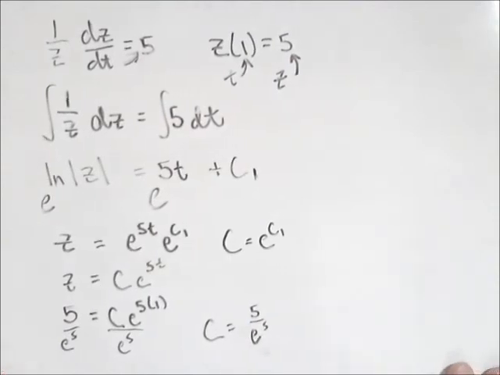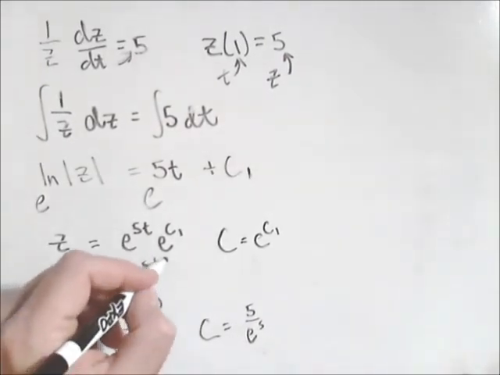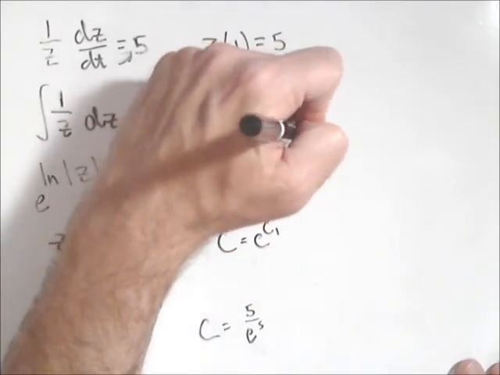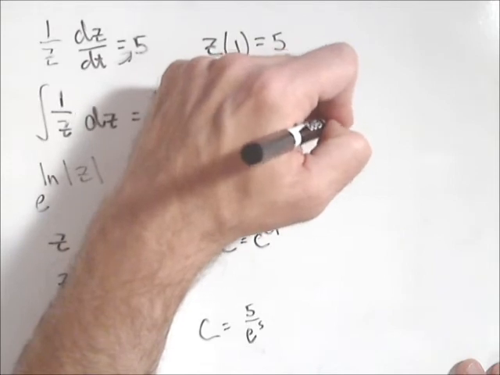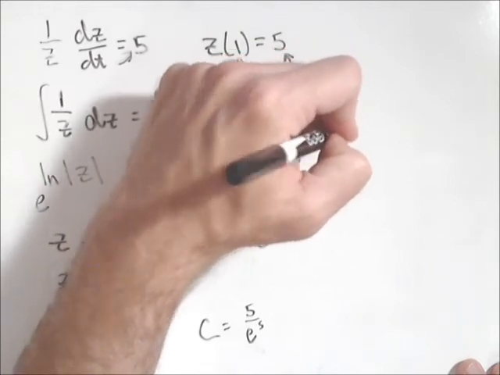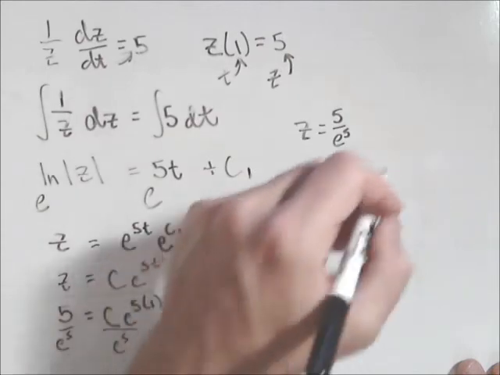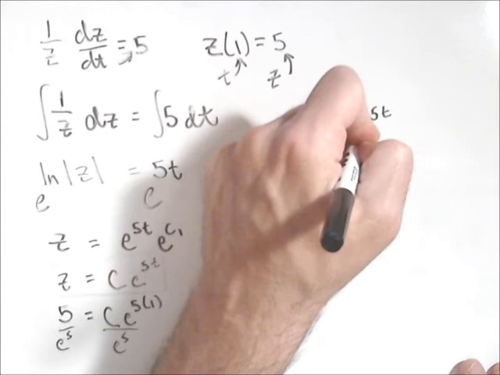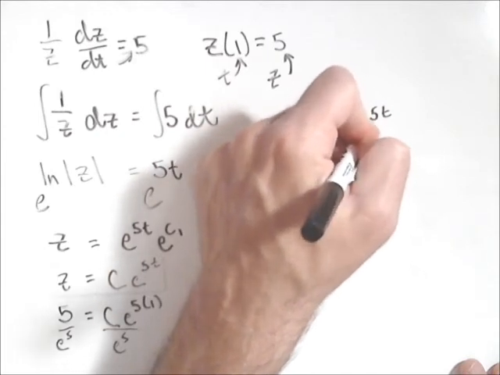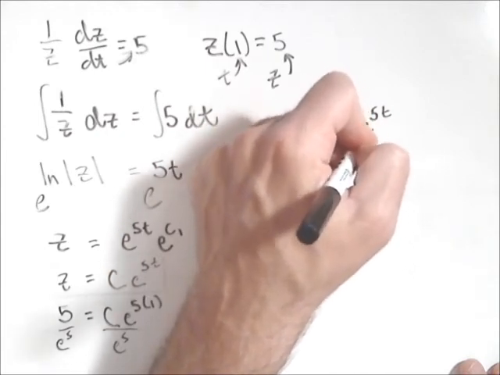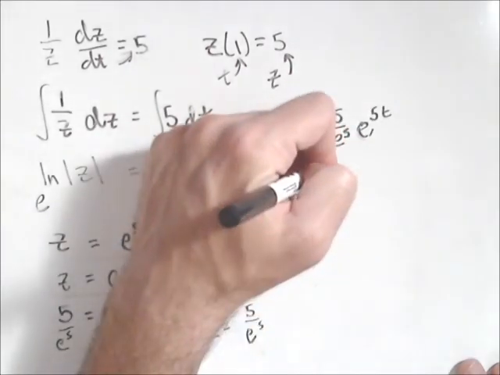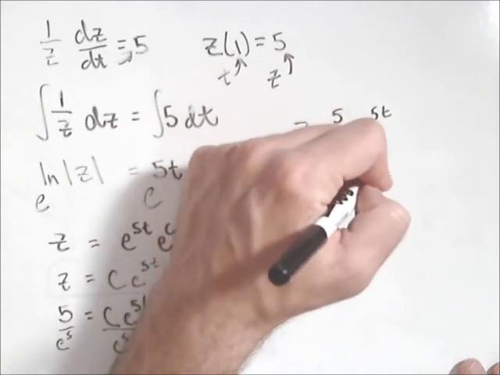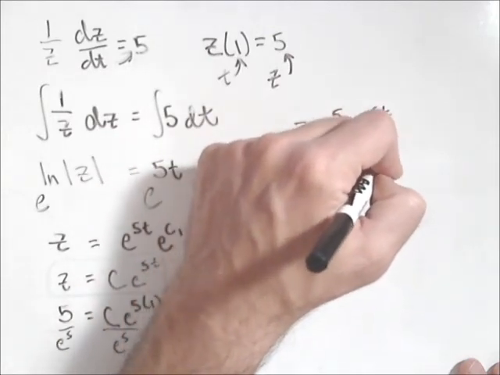Okay, now let's see how this looks in our solution. So we're going to take our solution and plug in our c. So we have z equals, our c was 5 over e to the 5th, times e to the 5t. Now if we don't like the way that looks, because we have base e's in here, we can actually simplify this a little bit, because this is 5e to the negative 5th times e to the 5t.